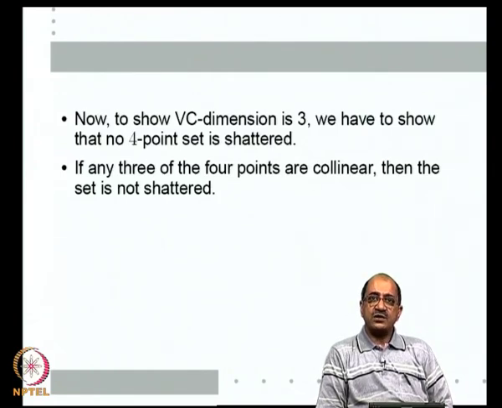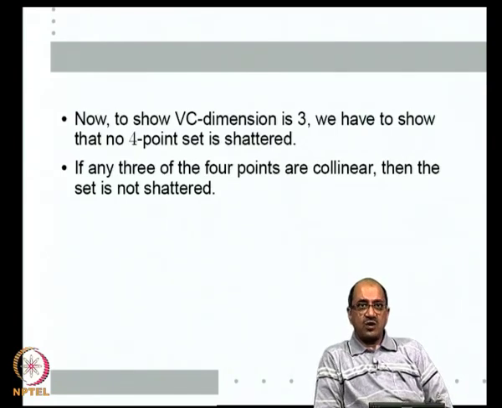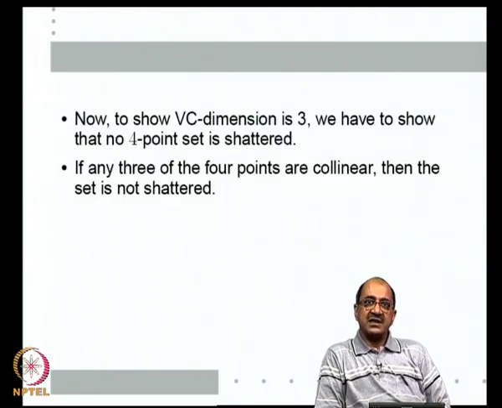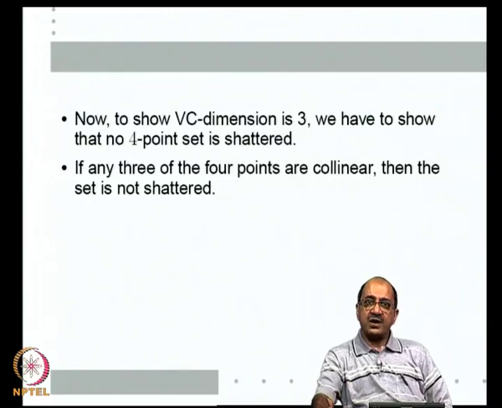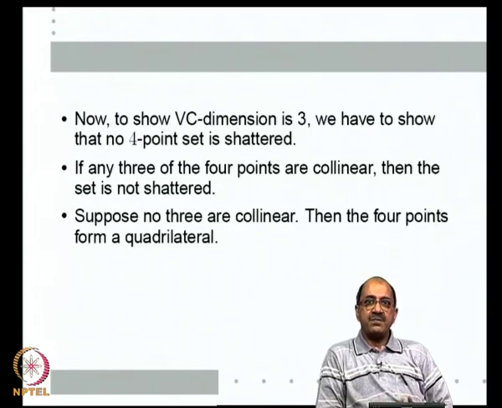If 3 of the 4 points are collinear, then the set is not shattered. So, all possible 4-point sets in which 3 of the 4 points are collinear are anyway not shattered. That is over. That is shown. Now, what is left? I have to show it for 4-point sets where no 3 are collinear.